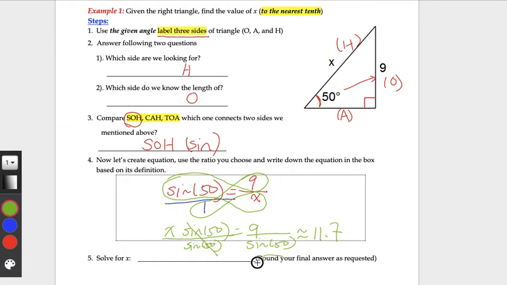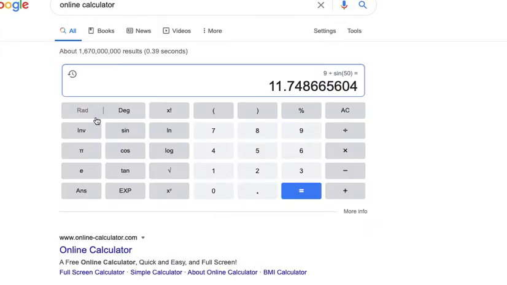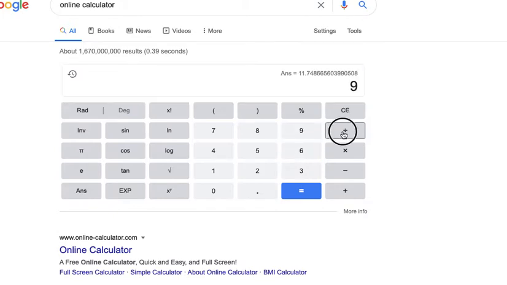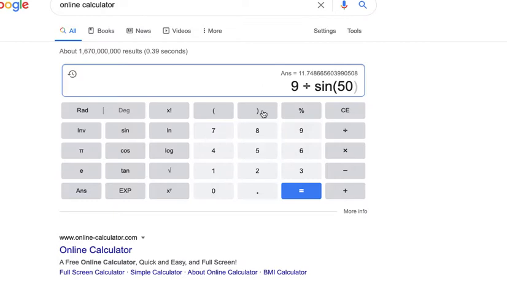So please make sure you always round your answer. Final thing I want to remind you: if you forget to do this, didn't choose degree, and you type this in radian mode, you will not find the right answer.